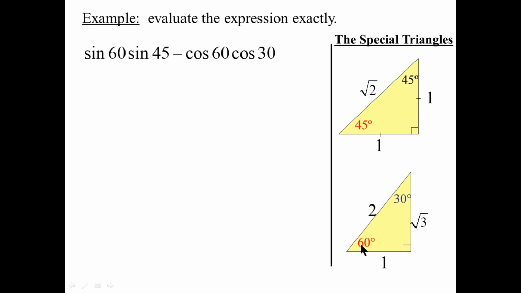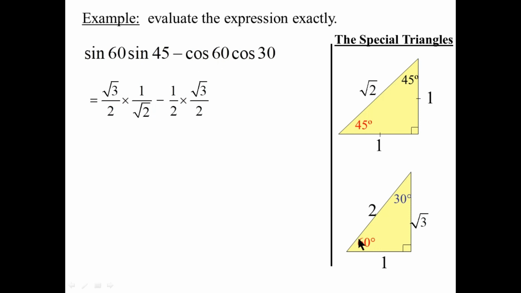Focusing on that with SOHCAHTOA, opposite over hypotenuse, this sine 60 becomes root 3 over 2. And in a similar way, each of these are achieved by referencing the special triangles. So this is root 3 over 2 times 1 over root 2, sine 45.